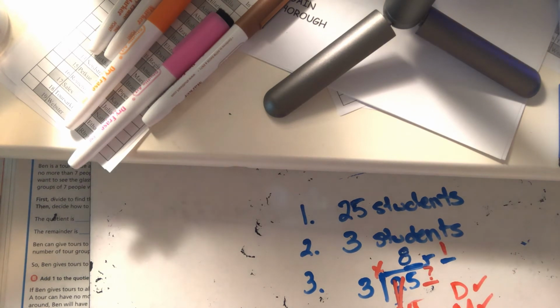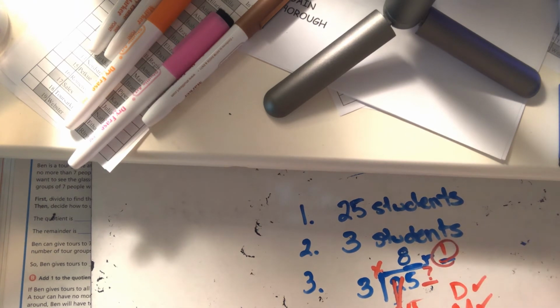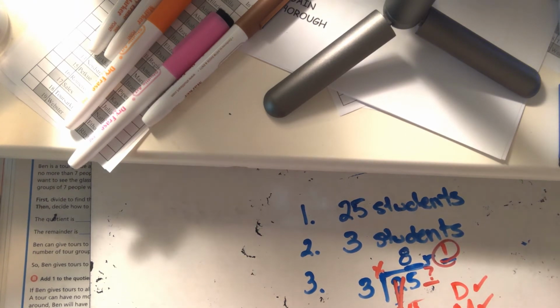So how many students were not able to be put on a team? 1. If you got 1, great job. If not, let's keep practicing, okay?